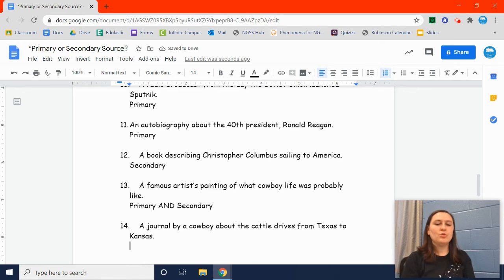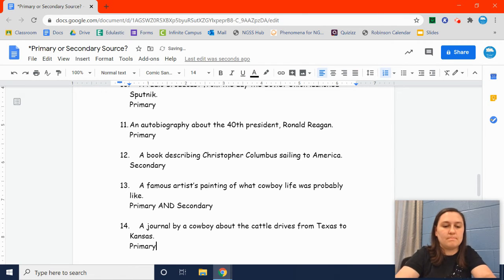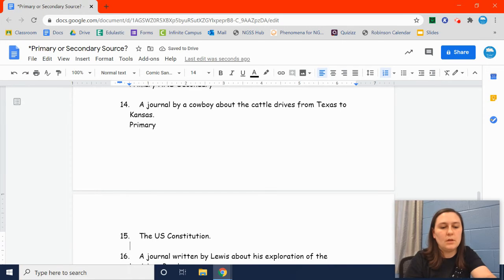Number 14, a journal by a cowboy about the cattle drives from Texas to Kansas. So a journal, it's like a diary. It's just stuff that he's written down about the things that he had been doing. So that is a primary source. Number 15, the U.S. Constitution. Any kind of government document is a primary source, always, even if it's a copy.